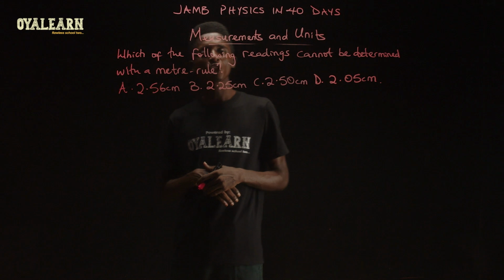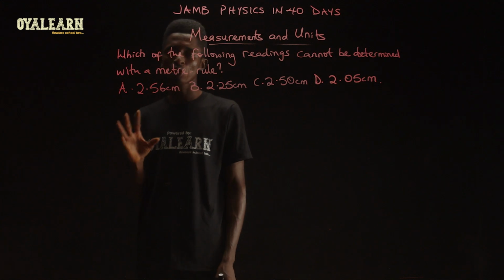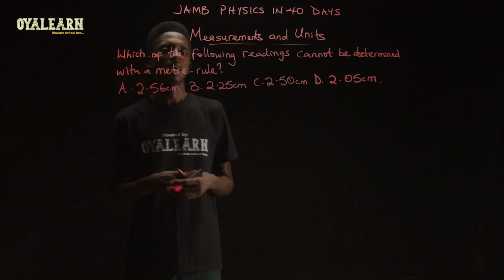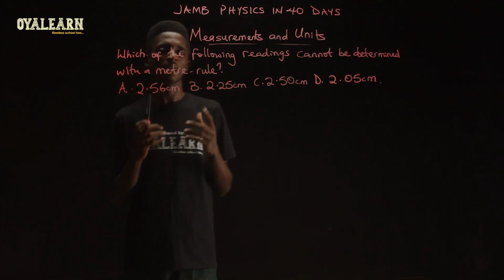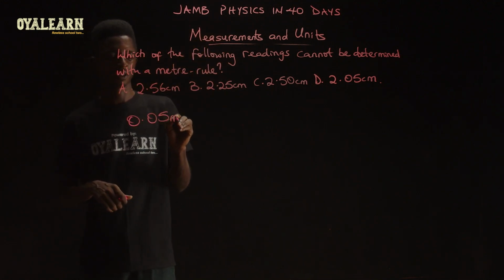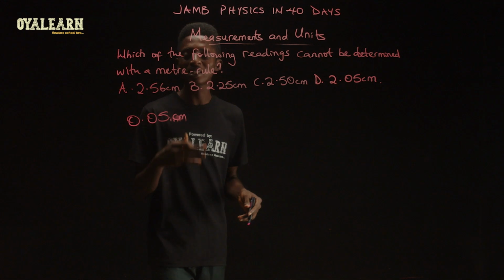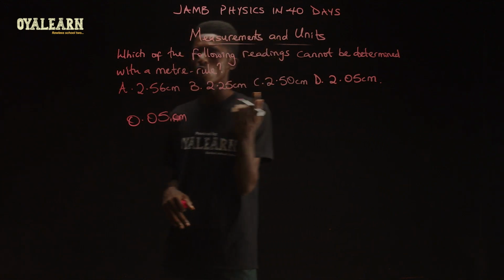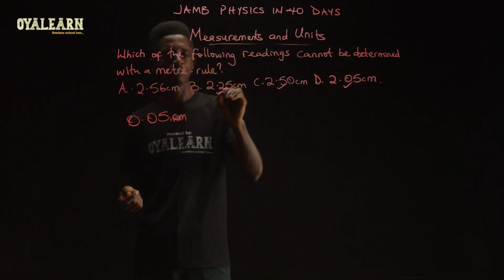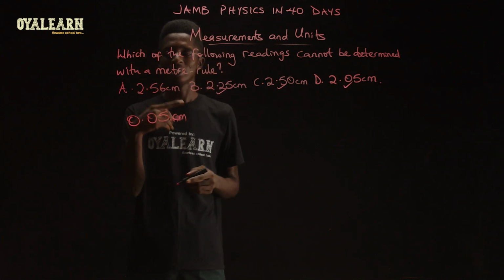This question says, which of the following readings cannot be determined with a meter rule? Now, in an earlier question, we did mention that a meter rule is graduated in millimeters and centimeters. And the accuracy of a meter rule is in the tune of 0.05 centimeters. Right? So that you can measure up to 0.05 centimeters. Now, when we look at all of these options provided, we see that therefore it should be able to measure this, it should be able to measure this, it should be able to measure this, but it cannot measure 0.6 because it's not graduated in 0.01.